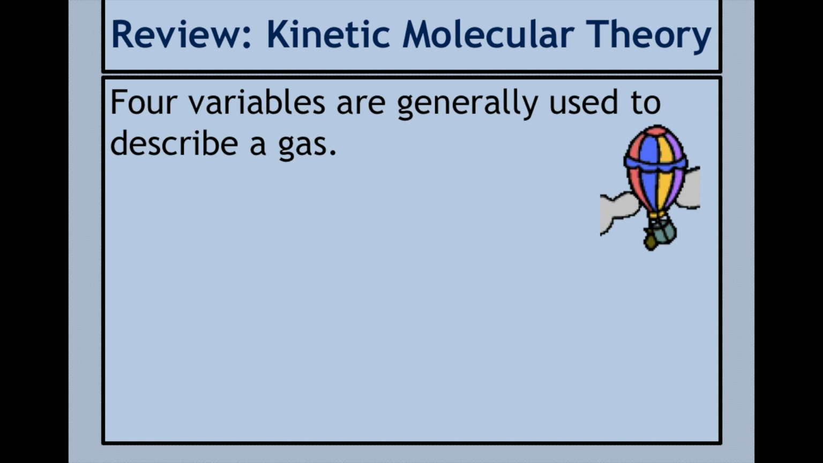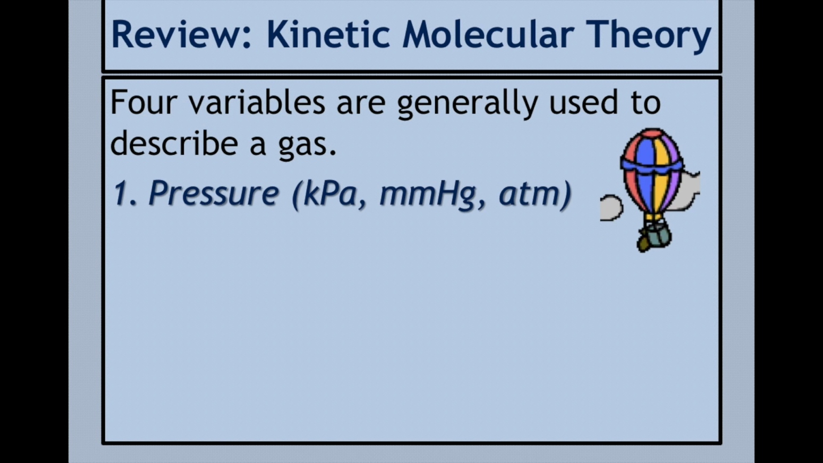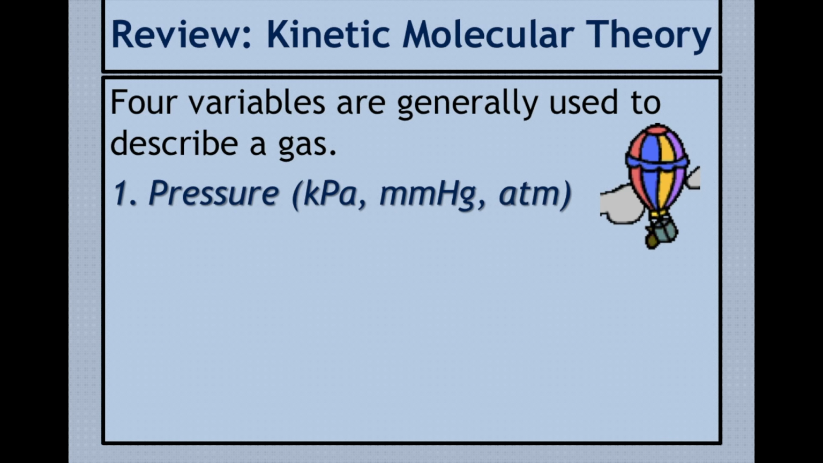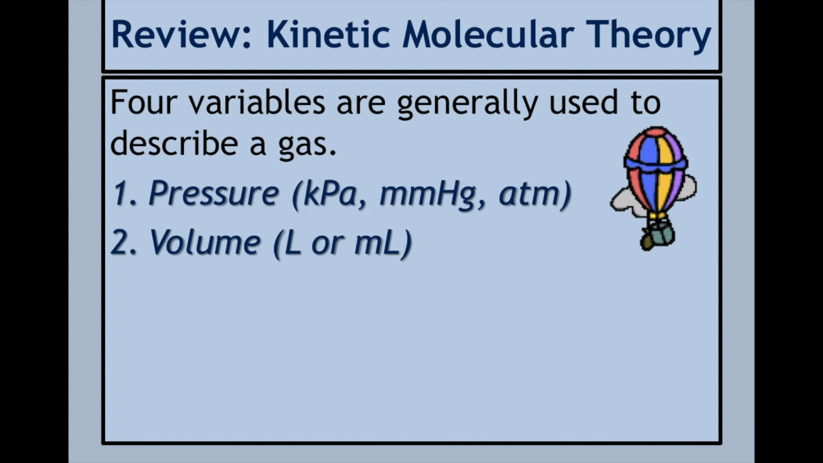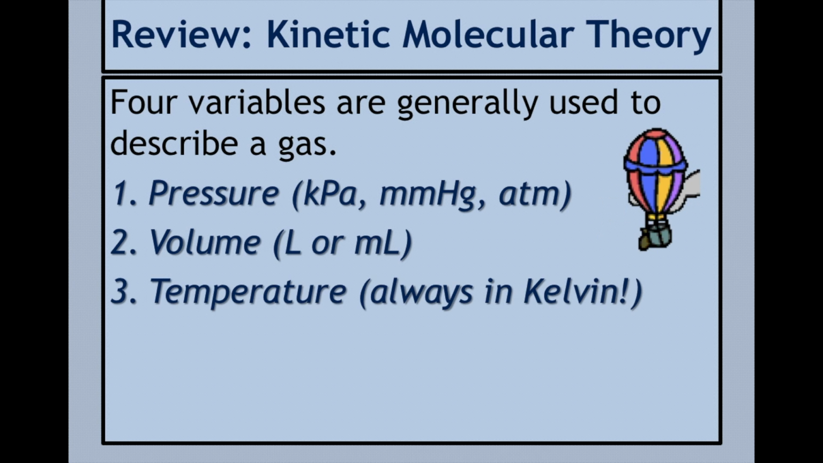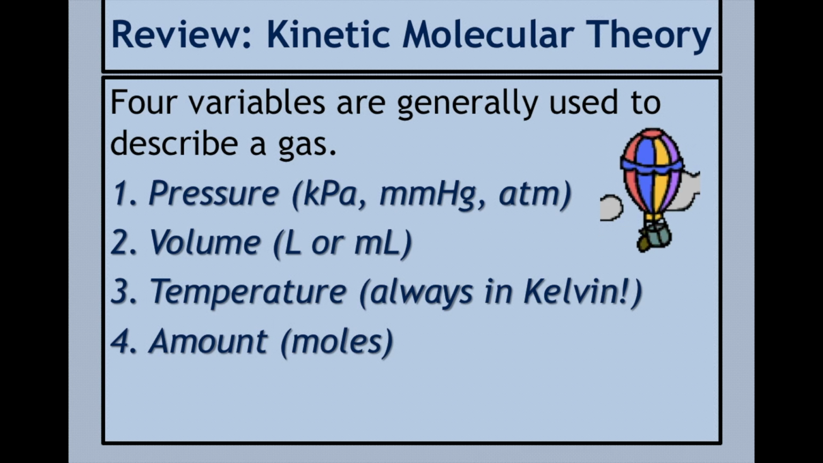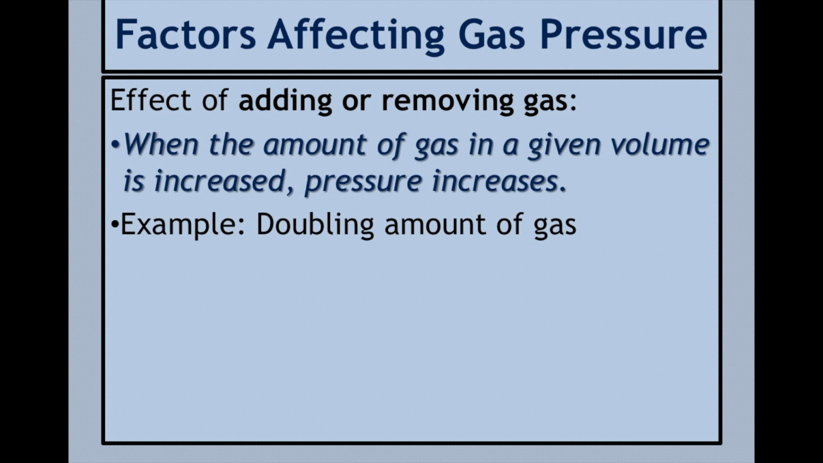There are four variables that we use to describe a gas, and these are the variables we will be using in our calculations starting in the next subunit or lesson. Pressure, in kilopascals, millimeters of mercury, or atmospheres. Volume, in liters or milliliters. Temperature, which is always in Kelvin. And the amount, so we will be dealing with moles, which is why it was a good thing to wait until after the moles unit to start this unit. So you will be able to do the calculations.